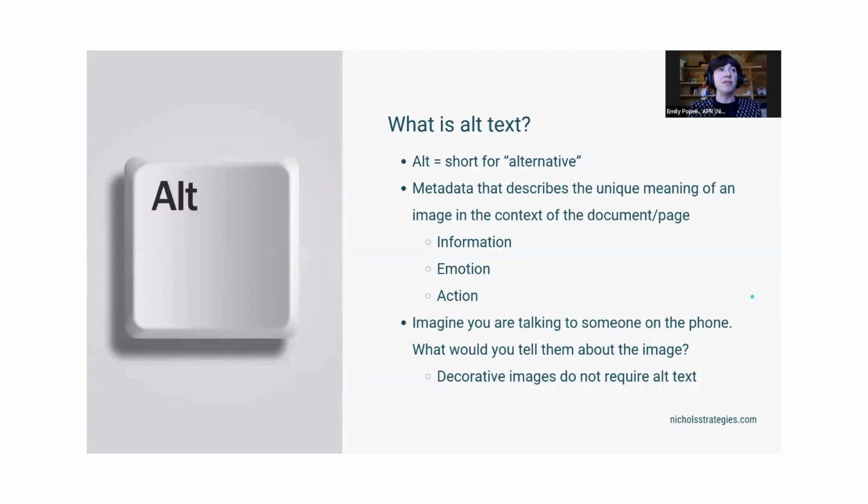So we're going to start with the definition. What is alt text? What does it do? Alt is short for alternative, so the full name is alternative text. And what alternative text is, is metadata. It's behind the scenes data that you don't see unless you go looking for it, unlike something like a caption or a file name, which is right out there for all to see.